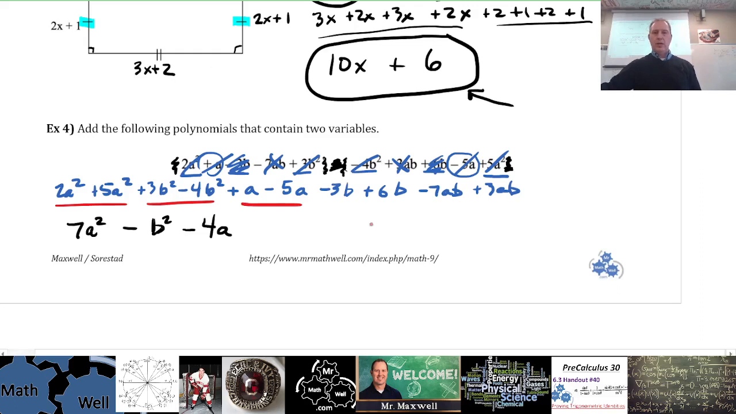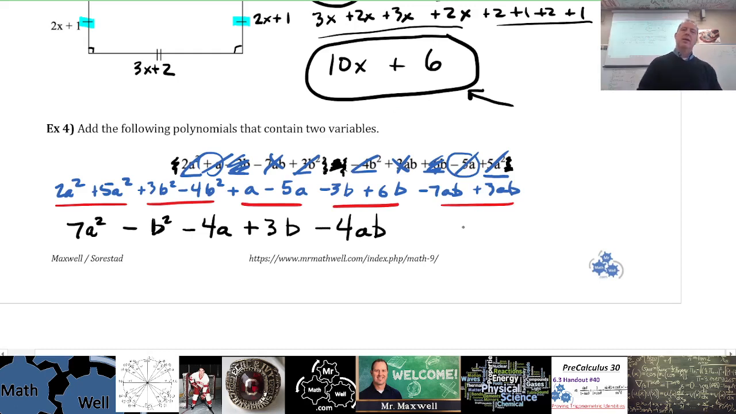And here's the b term, so negative 3 plus 6 is plus 3b. Awesome. And now we've got finally the ab term, so negative 7 plus 3 is negative 4ab, okay?